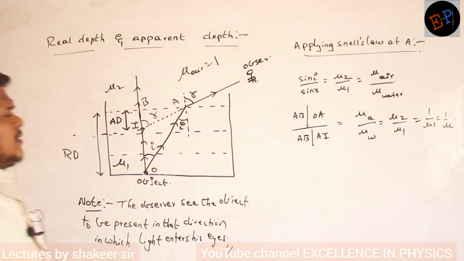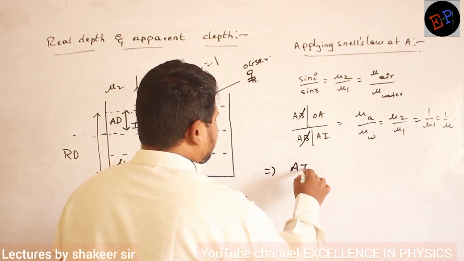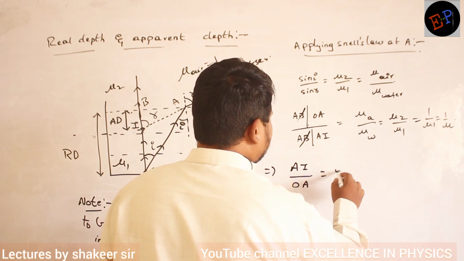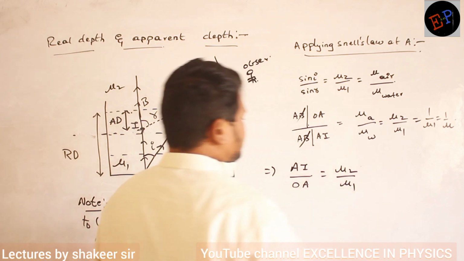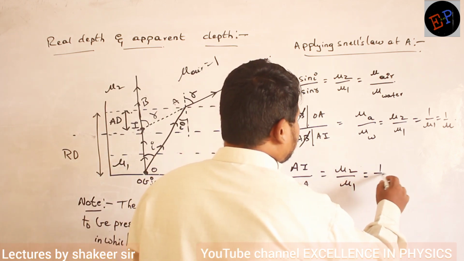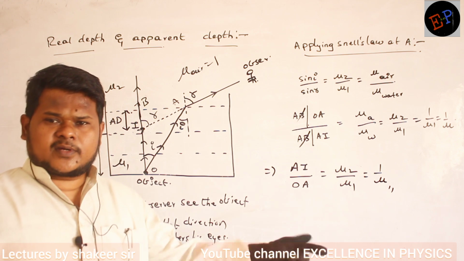Okay. Now AB and AB get cancelled, no? So therefore I will write AI divided by OA. So this is equal to mu2 divided by mu1. This is what you can write. Or if the second one is air, then you can write 1 by mu also. Second medium, if it is air, you can write 1 by mu.